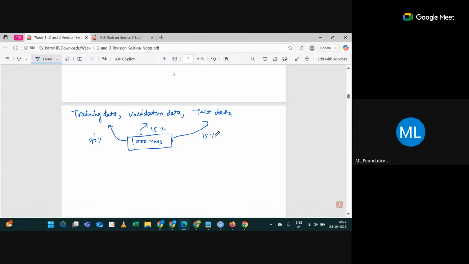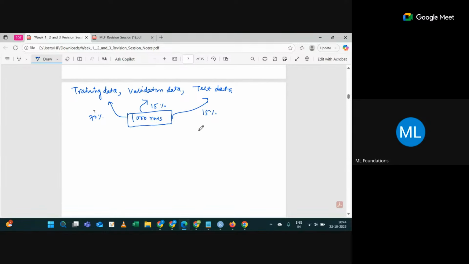Okay. So let's try to understand in very layman terms what the meaning of training, validation, and test data actually is. Suppose there is a student, and let's say he or she is studying for a particular exam. Now, what is the role of training data?